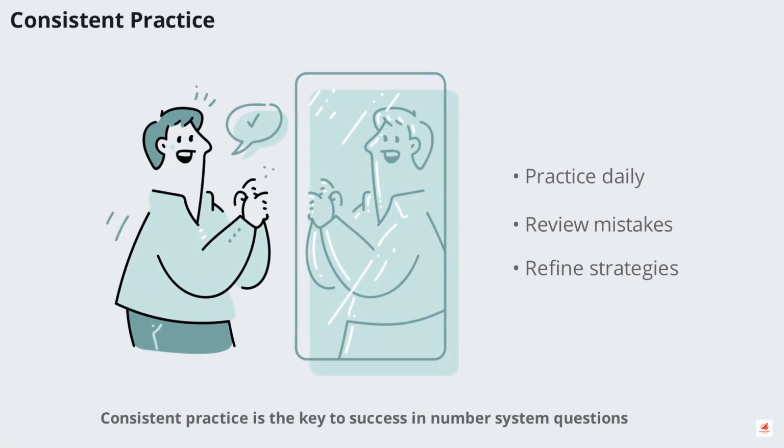Consistent practice is the key to success in number system questions. Set aside time each day to solve problems, review your mistakes, and refine your strategies. Over time, you'll notice your speed and accuracy improving, giving you a clear advantage in exams.